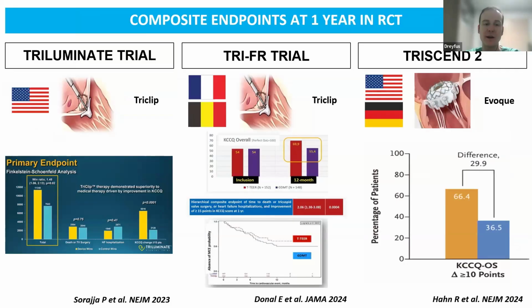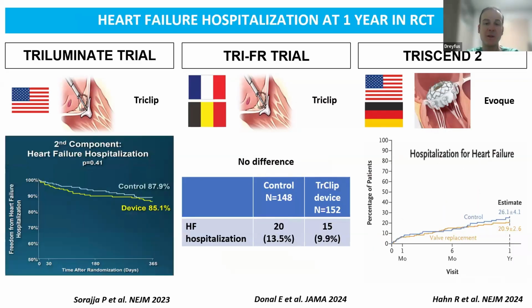Interestingly, if you look at the three randomized controlled trials that we have to date, comparing transcatheter interventions versus medical therapy, you have Triluminate for the TriClip in the US, TriFair also with a TriClip in France, and Triation 2 with a replacement device, the Evoke versus medical therapy. The three randomized studies were positive if we consider composite endpoints, including quality of life, so this is really important.